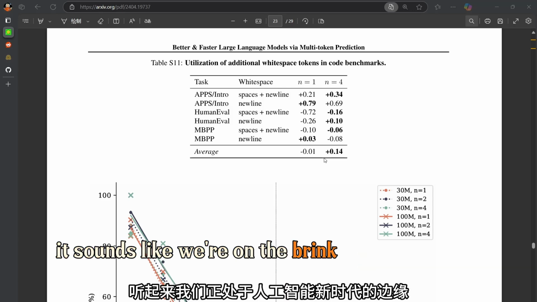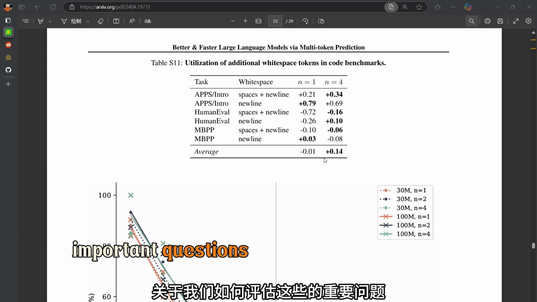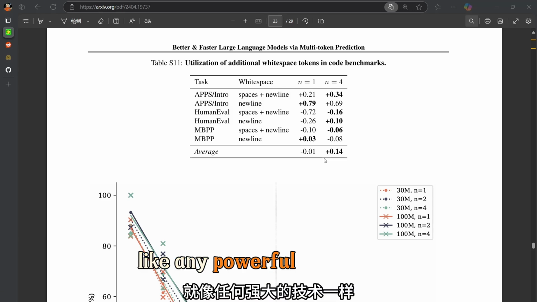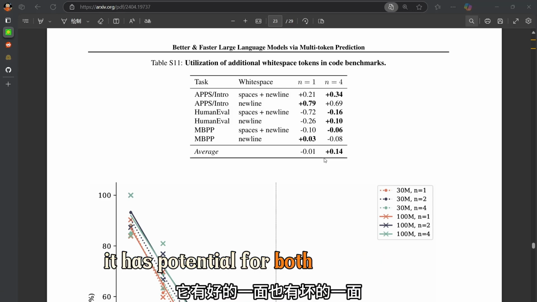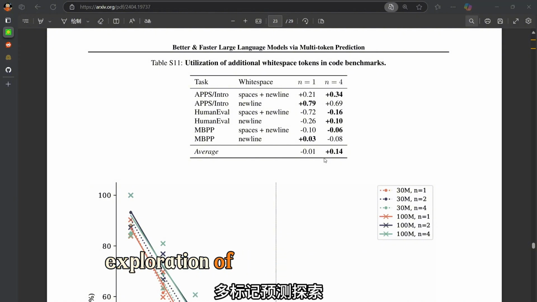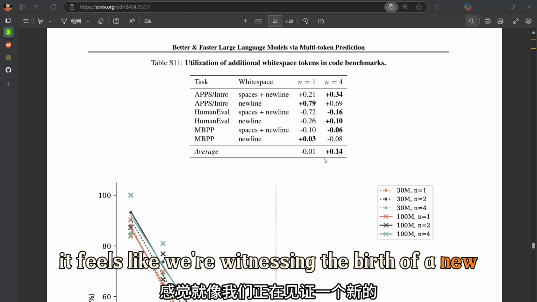It sounds like we're on the brink of a new era in AI. I think so too. But this also raises important questions about how we evaluate these increasingly sophisticated LLMs. Couldn't agree more. Like any powerful technology, it has potential for both good and bad. Well said. This has been an incredible exploration of multi-token prediction. Me too. It feels like we're witnessing the birth of a new era in AI.